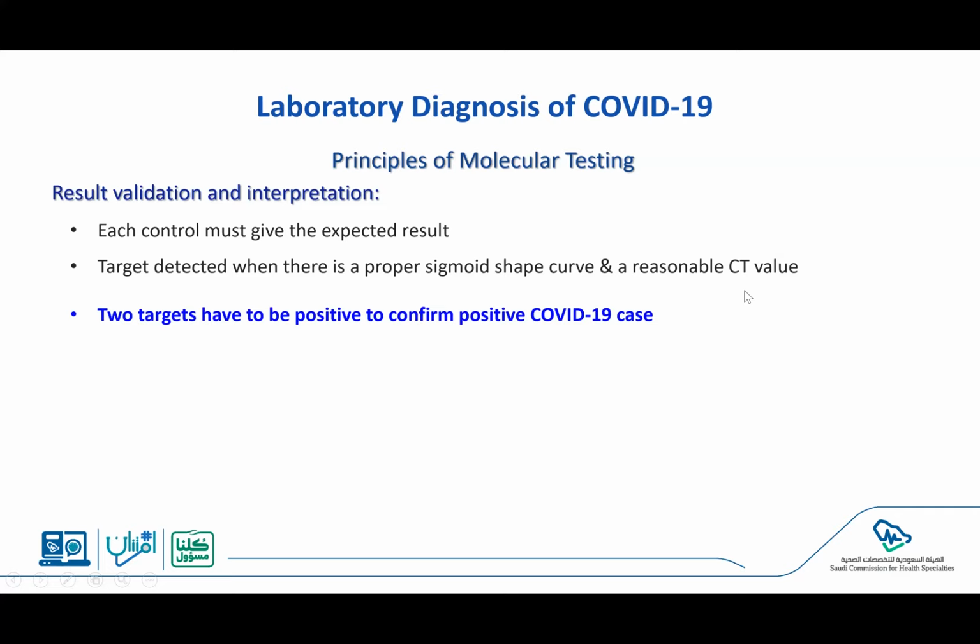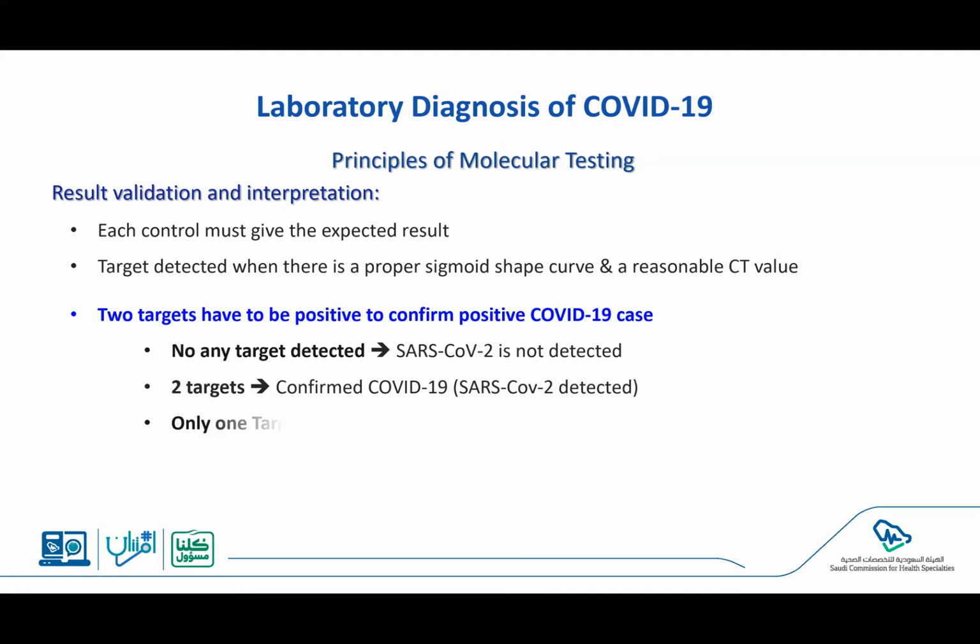Most of the kits use two targets, so two targets have to be positive to confirm the positivity of a COVID-19 case. Because most of the kits use two targets, if both targets are not detected, it's considered a COVID-19 negative case. If two targets are detected, this confirms the COVID-19 case. However, if only one target is detected, this is when we say it's an inconclusive or indeterminate result.